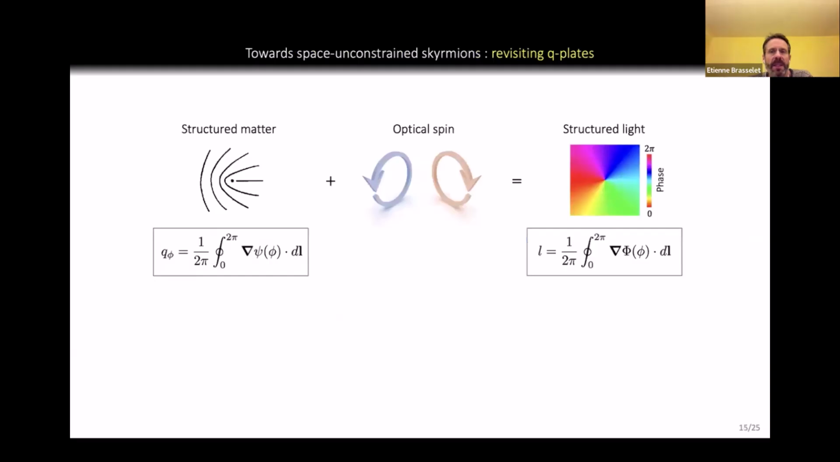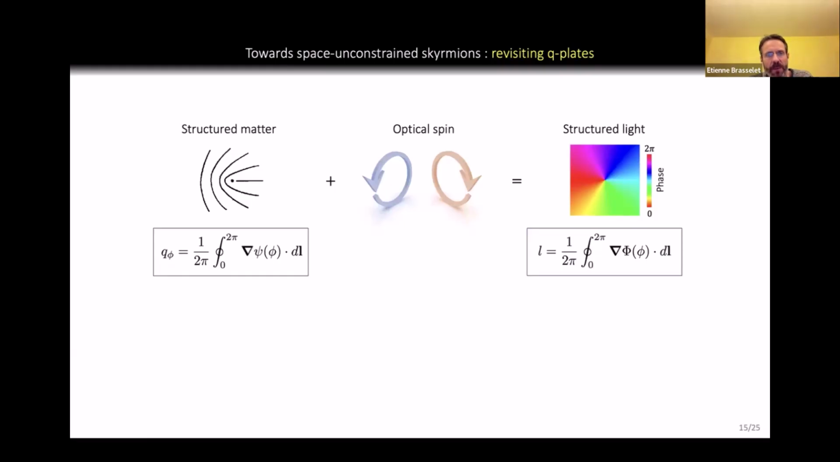This leads me to present an extension of this modal strategy that we proposed recently, earlier this year. The idea is to restart. So I'm stepping back a little bit, restarting from the Q plates associated with the winding number Q associated with the azimuthal degrees of freedom. That's why here I'm mentioning Q with a subscript phi. And that is known, through spin-orbit interaction, to lead to a winding number associated with the azimuthal degrees of freedom.